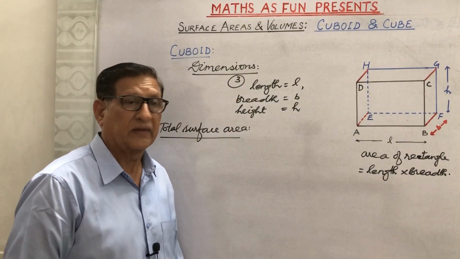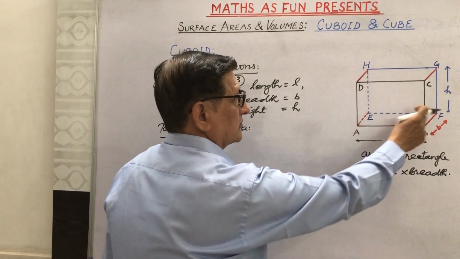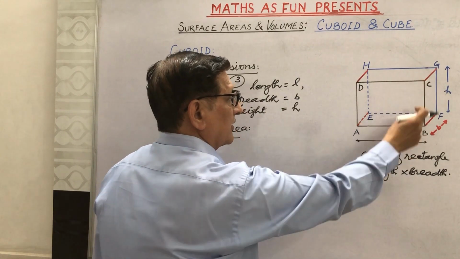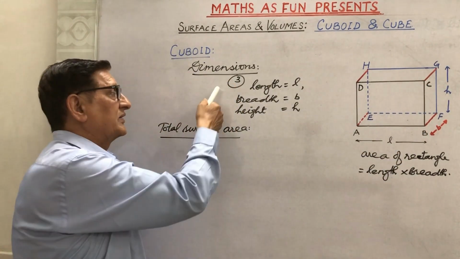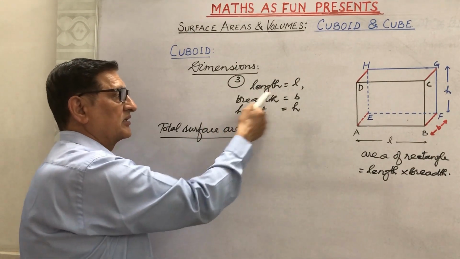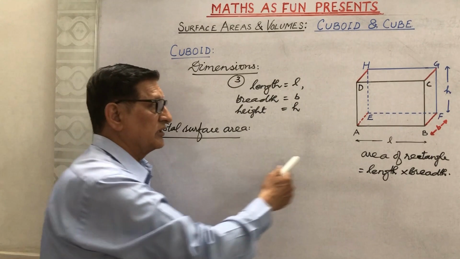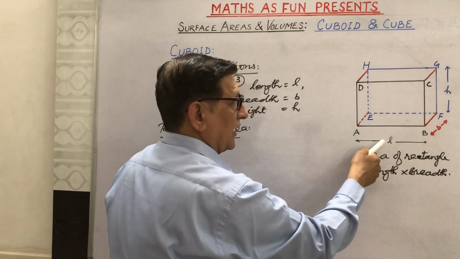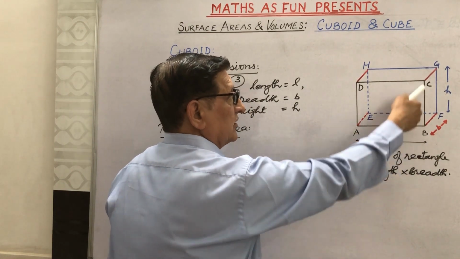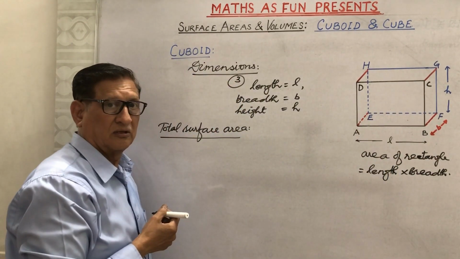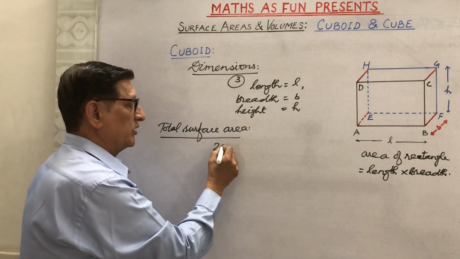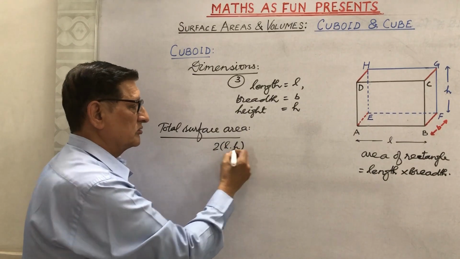Here the front and the back are 2 rectangles. As we find, there are 3 dimensions of a cuboid. Length we have taken as L, breadth B and height H. Then the area of this face will be L into H, because one edge is the length and another is H. And we are finding 2 of these. So can we say that will be 2 into L into H?